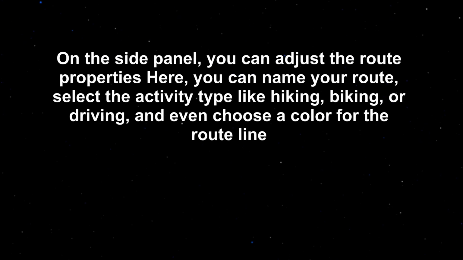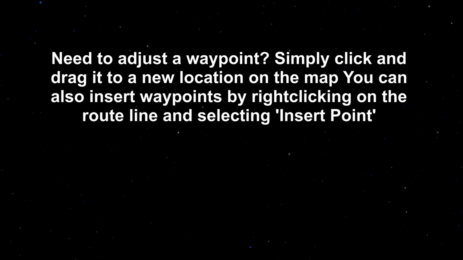On the side panel, you can adjust the route properties here. You can name your route, select the activity type like hiking, biking, or driving, and even choose a color for the route line. Need to adjust a waypoint?